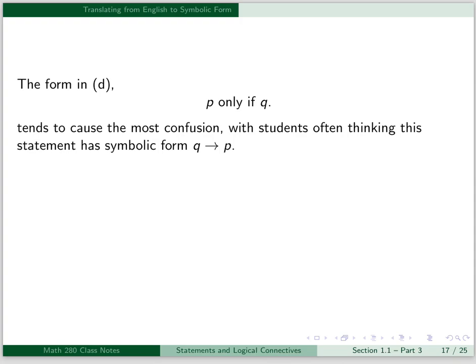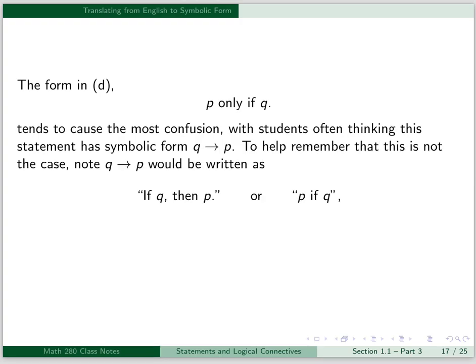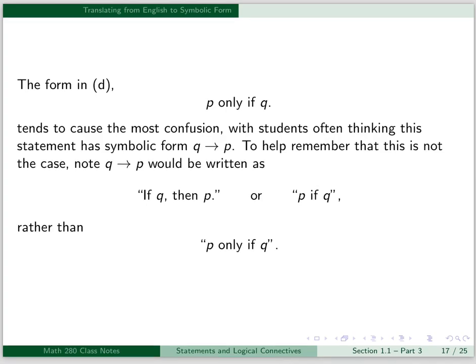The form in D, P only if Q, tends to cause the most confusion, with students often thinking this statement has symbolic form Q implies P. To help remember that this is not the case, note Q implies P would be written as if Q then P, or P if Q, rather than P only if Q.